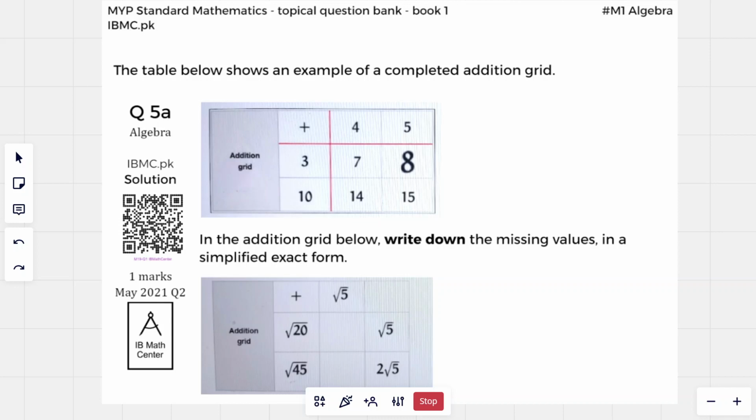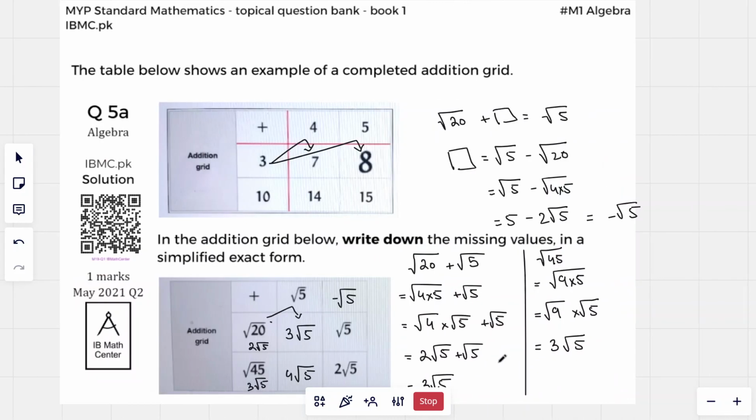This is question number 5, part A of the Algebra MYP Topical book series. The answer to this question is negative square root 5, 3 square root 5, and 4 square root 5. The detailed solution is visible on your screen. Feel free to pause it.